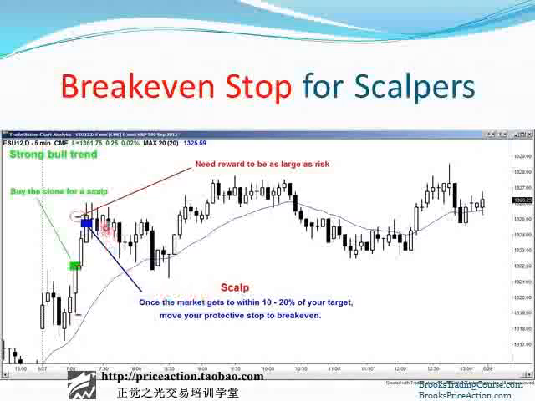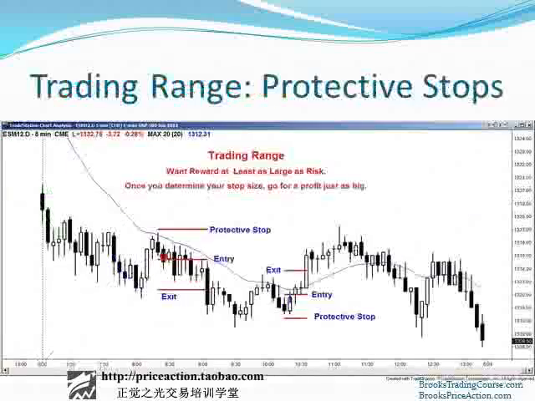Once the market gets close to your goal, if you're scalping, you want to move your stop to breakeven. So if it gets to within 10 or 20% of your target, you'd move your stop to breakeven. You want the reward at least as big as your risk, and once you determine your stop, you make sure to go for a reward equal to your stop.